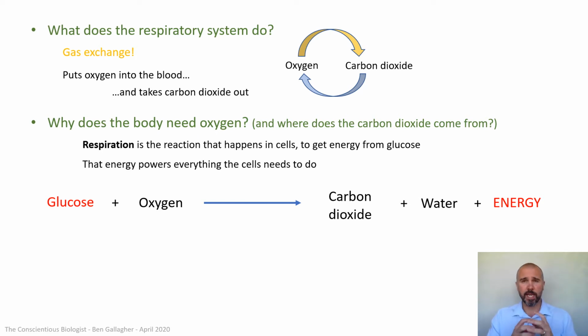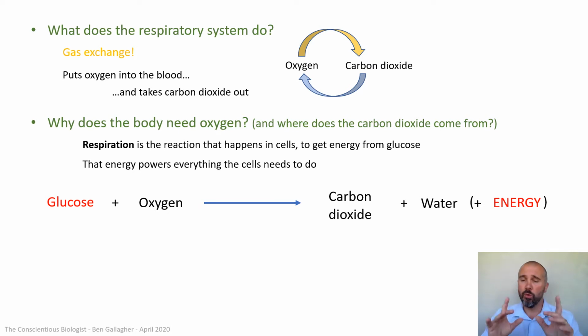So every single cell doing aerobic respiration needs the oxygen to break down the glucose, but is also producing carbon dioxide. That carbon dioxide is going to go into your blood, so it needs to go back to your lungs to be got rid of.